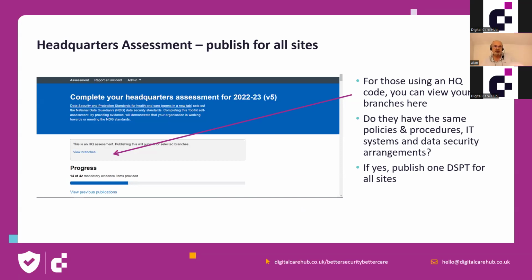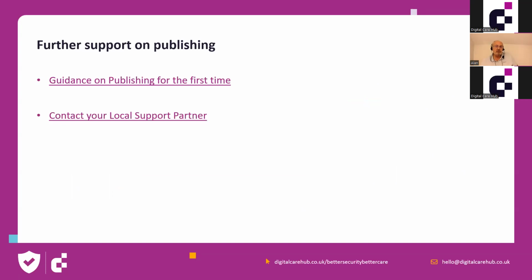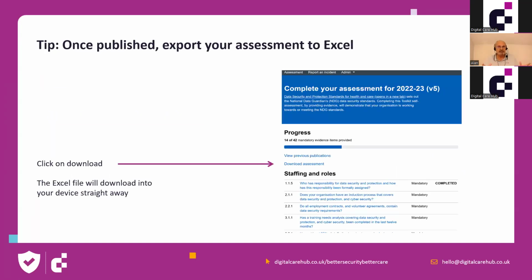Moving forward, if you need more support on publishing your DSPT, there are links on this particular slide that will take you to guidance on publishing for the first time and how you can contact your local support organisation should you need to. Once you've published, it is possible to export your assessment to Excel. If you go into the DSPT and click on download assessment, as indicated by the arrow there, the Excel file will download onto your device straight away.